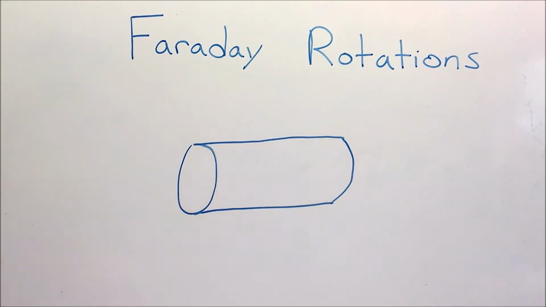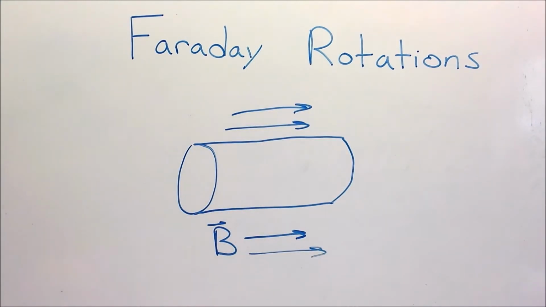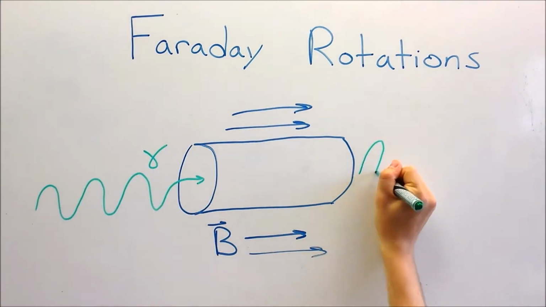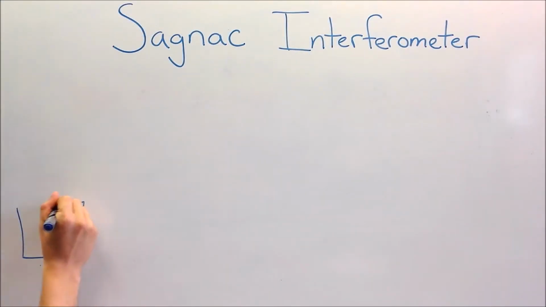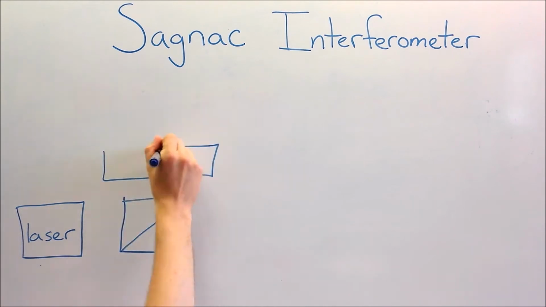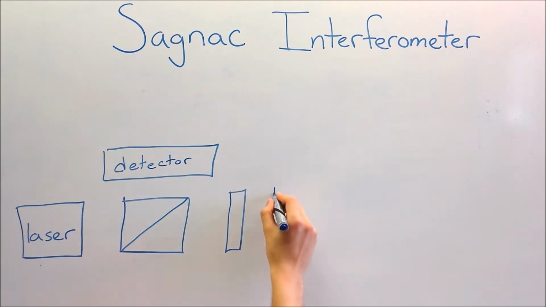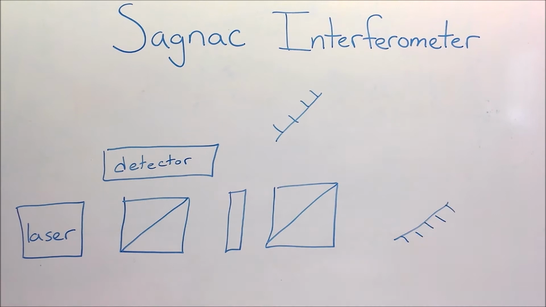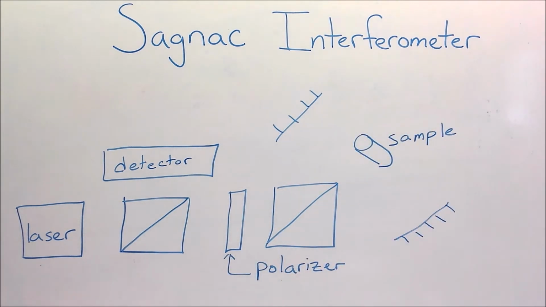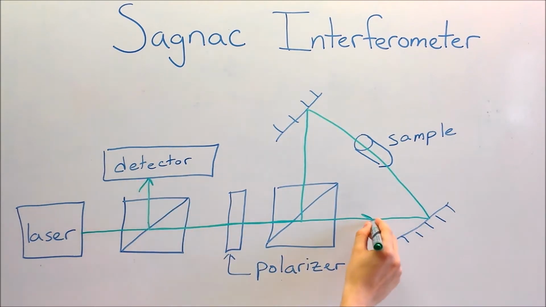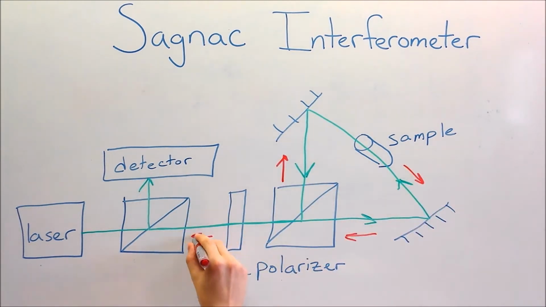Faraday rotations are rotations in the polarization angle of light as it propagates through a material placed in a magnetic field. There are two primary optical setups we can use to measure these rotations, a Sagnac interferometer and an optical bridge. The Sagnac is a common path interferometer in which two beams travel in opposite directions around a loop and interfere with each other, adding constructively or destructively depending on their respective phases.